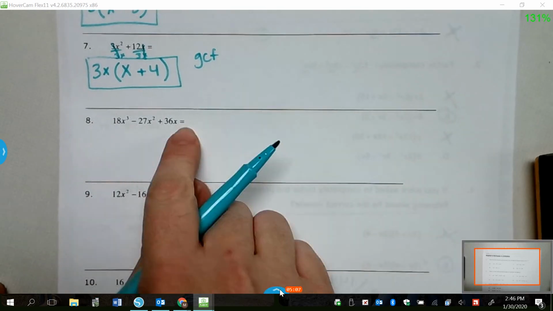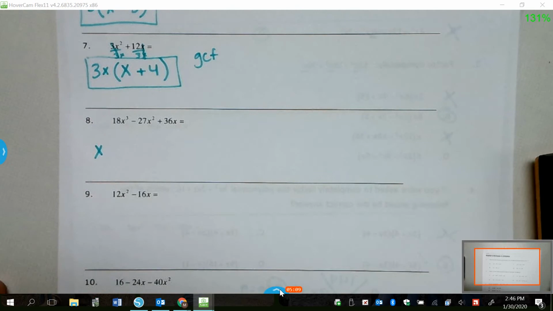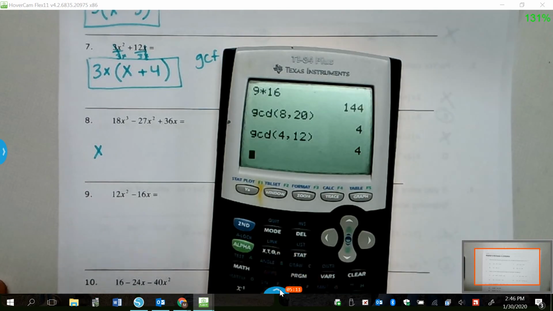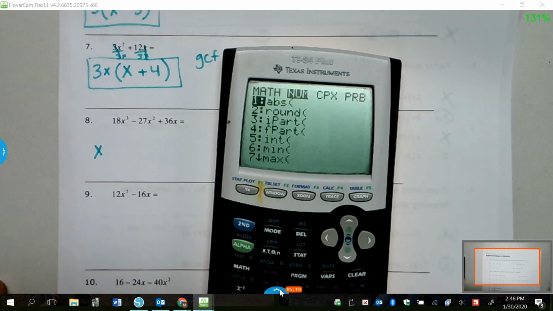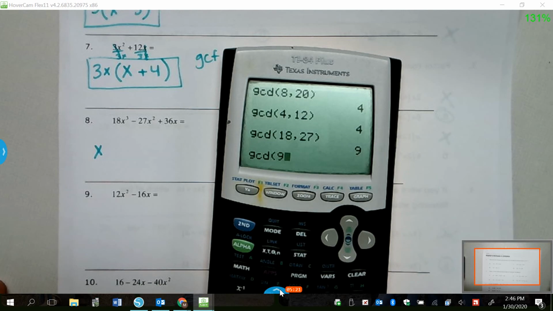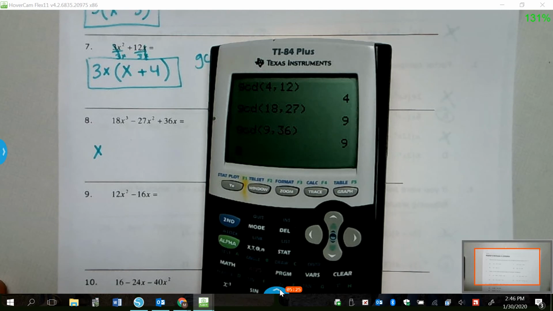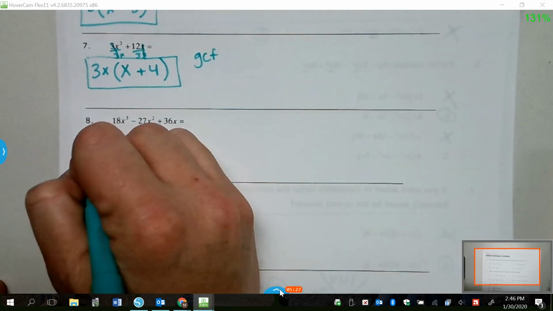Here, they all have an x, so I know I need to take out an x. If we don't know our GCF number, we could do math, right? 9, 18, 27, and I get 9. Then my third number, which is 36, so 9 is my GCF. So I'm going to take out a 9x.